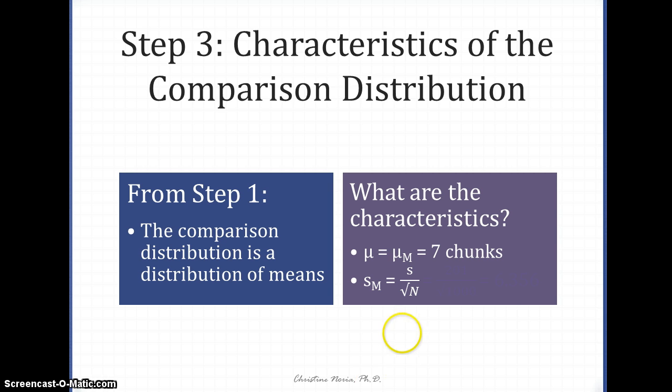So we know that the standard deviation is 1.67, and we also have 16 individuals in our sample, and so that yields an estimate of the standard error of 0.42.